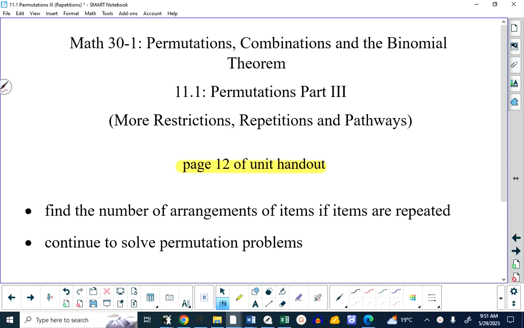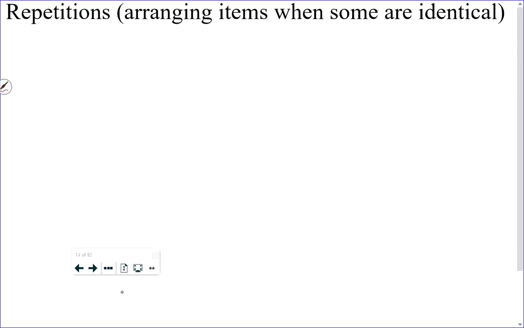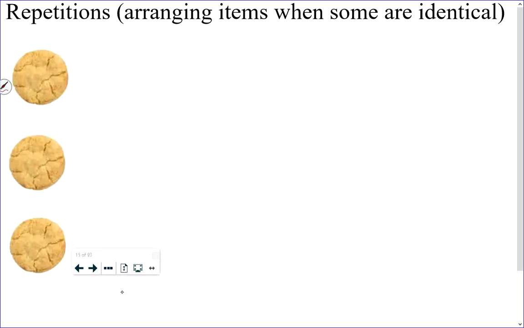This is not a particularly long lesson. The lead up to what's important takes a little bit of time, but once we get to what's important, it's a pretty basic idea. We're going to be finding the number of arrangements of items if items are repeated. What do I mean by that? And we're also going to solve more permutation problems. Repetitions, which is what we usually call them, are arranging items when some items are identical.